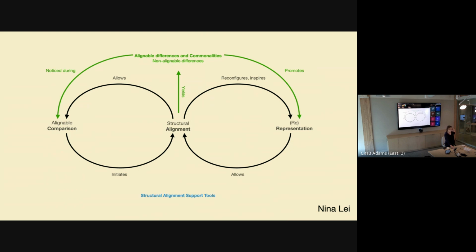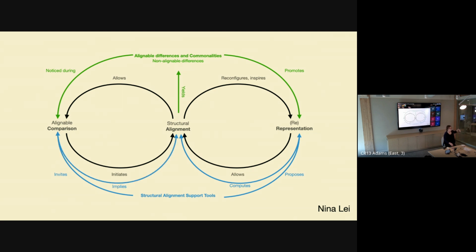So structural alignment support tools like the left and right hand side in CorpusStudio, again, this is what my group does. We try to propose representations on which we can compute candidate alignments for you. And we also try to show comparison. If we don't feel comfortable having a representation and computing alignment entirely ourselves, we can at least try to support inviting your comparison, which will hopefully imply a structural alignment that your brain can come up with.